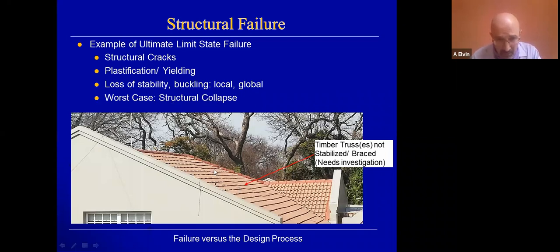So here's an example of my neighbor's roof. If you pay very careful attention, can you see there's a little wave here? It's quite clear in the photo, right? This is an example where the underlying structure, which is timber trusses, has lost stability. Either one or two of them have lost stability, or the entire set of timber trusses has lost stability.